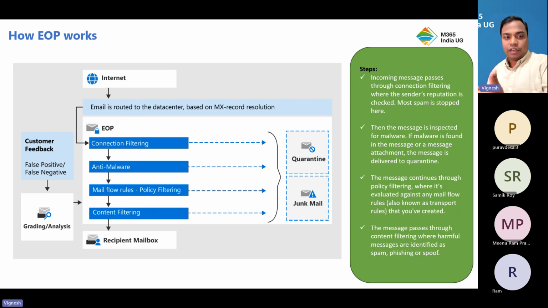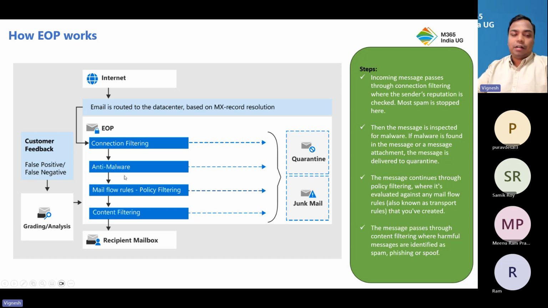So the way EOP works is, this is nothing but your cloud email filtering service. Let's say a mail has been sent to you, right? An email comes inside, and these are the different processes which happen inside EOP. The first thing is it goes through connection filtering. So all the incoming messages go through the connection filtering, that's where the sender's reputation is being checked. And most of the spam is stopped at this level itself, right? Now the next option is the message is inspected for malware. Think of all these as different gates, right?